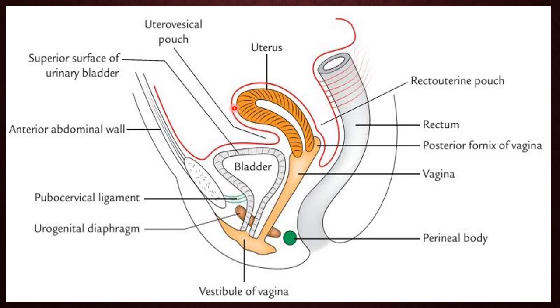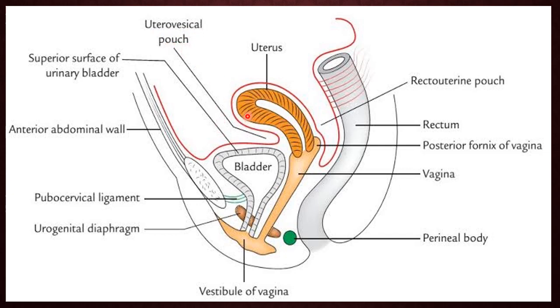This is present in between the uterus and the bladder, also known as the vesicle. So in between the uterus and bladder this pouch is present, and it is called the utero-vesical pouch or vesico-uterine pouch.